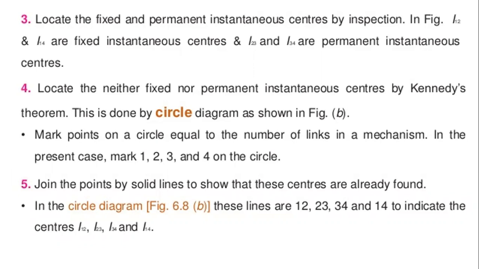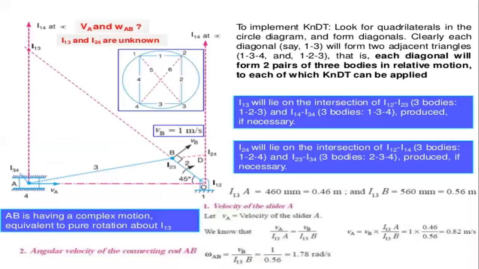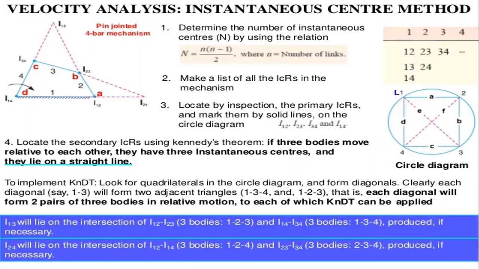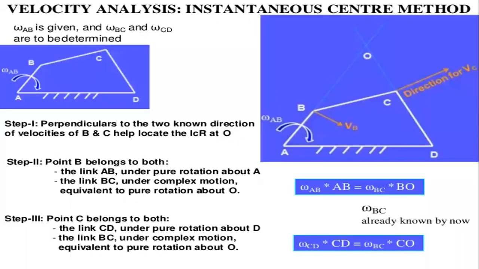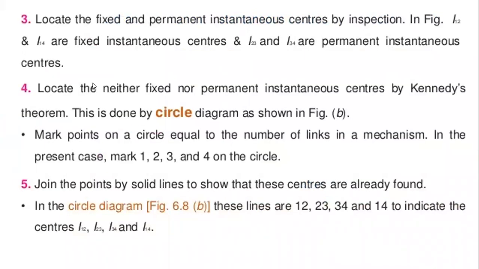So we are going to define this Kennedy's theorem by using the circle diagram. We have already known about Kennedy's theorem. If three bodies move relative to each other, they have three instantaneous centers and they will lie on a straight line. So that is the theorem, and we have taken it directly. We are taking the fixed or permanent instantaneous centers, and this is done by the circle diagram.